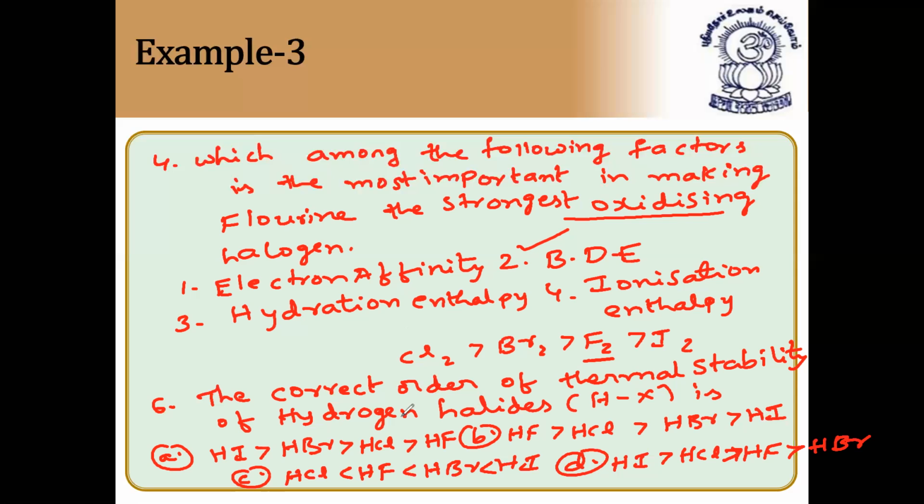The correct order of thermal stability: we already know hydrogen fluoride is the most stable among the halides because of hydrogen bonding. Due to hydrogen bonding, the H-F bond is the strongest, so it is very difficult to break. So the answer is hydrogen fluoride greater than hydrogen chloride, greater than hydrogen bromide, greater than hydrogen iodide. Why does HF have more thermal stability? Due to hydrogen bonding. I hope it is clear.